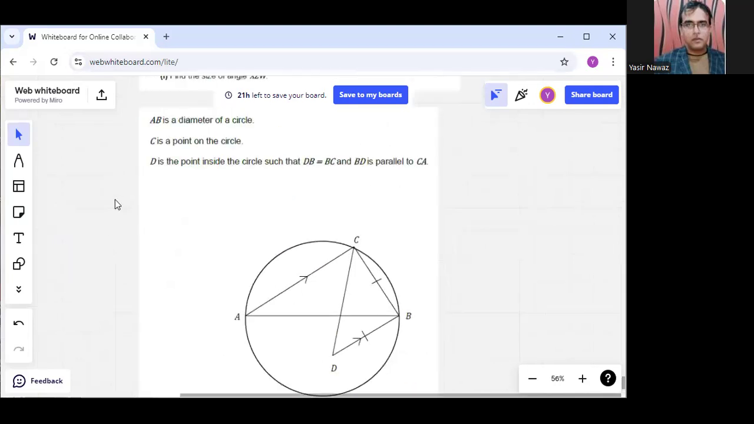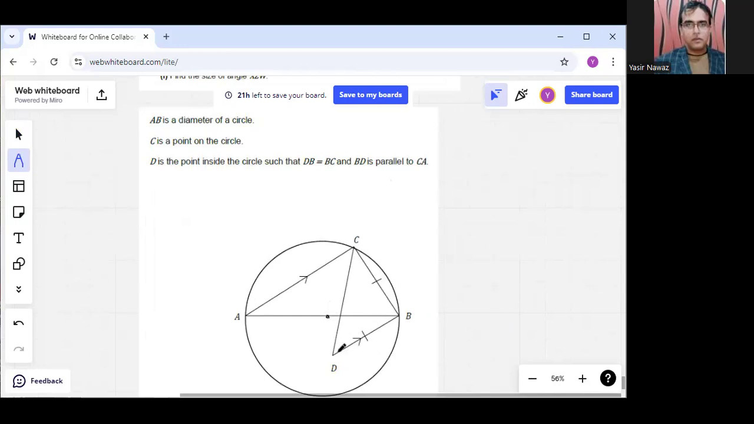Here it says AB is a diameter, so it means there is some center. AB is the chord passing through the center of the circle, which is why it is a diameter. C is a point on the circle. D is a point inside the circle, such that DB is equal to BC, so both are equal.